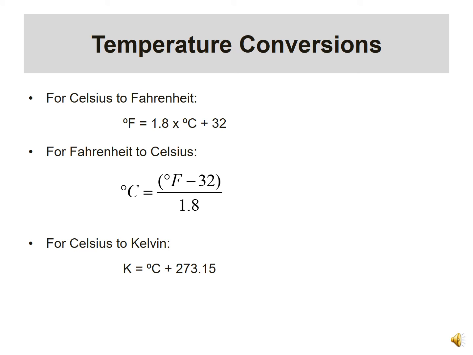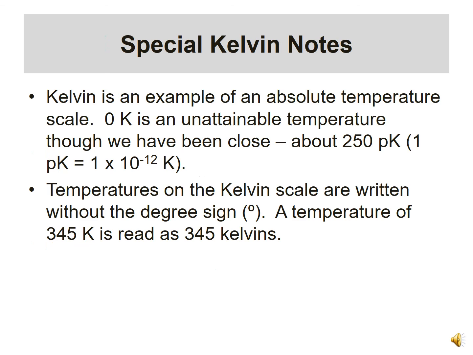I might point out that Kelvin is not called a degree. I think I have that in the next slide. Yeah, Kelvin is an example of an absolute temperature scale. Absolute zero is unattainable. We've been close. Oh, sorry, 10 to the minus 12 Kelvin, not trillionths or so. So we've been down pretty low, but theoretically we can never get to 0 Kelvin. Another thing to notice, the temperatures on the Kelvin scale are written without the degree sign. Okay, so we'll talk about those units as kelvins. A temperature of 345 kelvins is just written as 345 capital K.